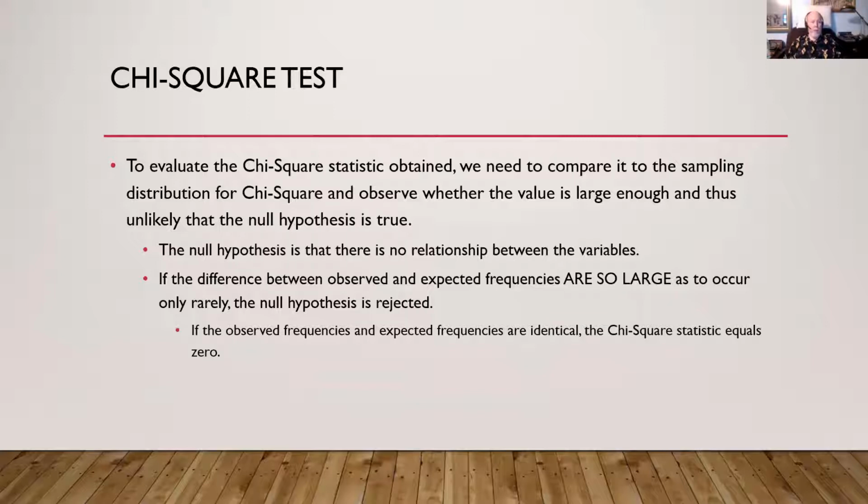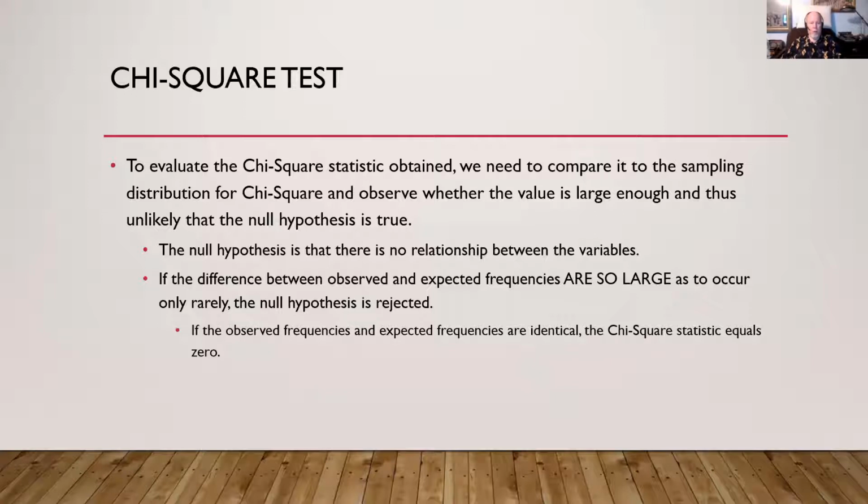To evaluate the chi-square statistic that we obtain with that equation, we need to compare it to the sampling distribution for chi-square, and then observe whether the value is large enough and thus unlikely that the null hypothesis is true. The null hypothesis is that there is no relationship between the variables that we're looking at in the table. If the difference between the observed and the expected frequencies is so large as to occur only rarely, then we reject that null hypothesis.